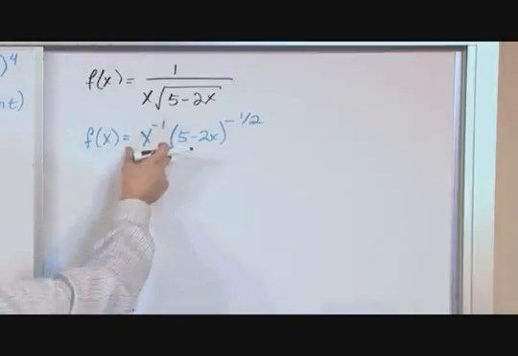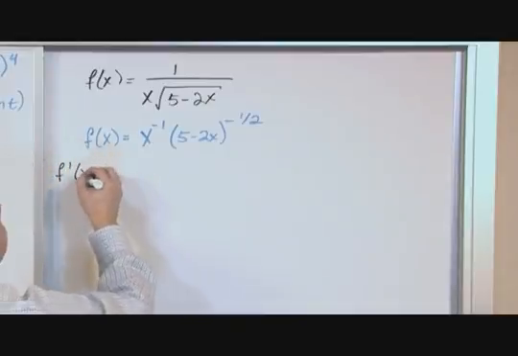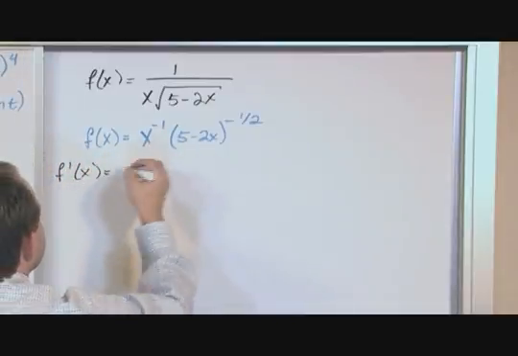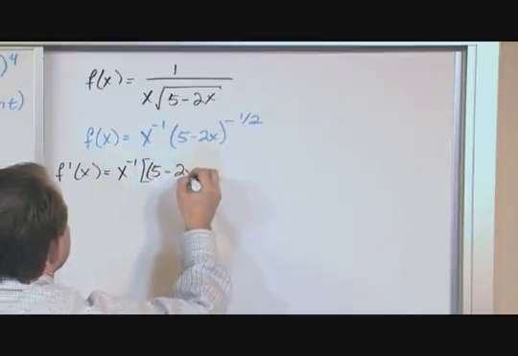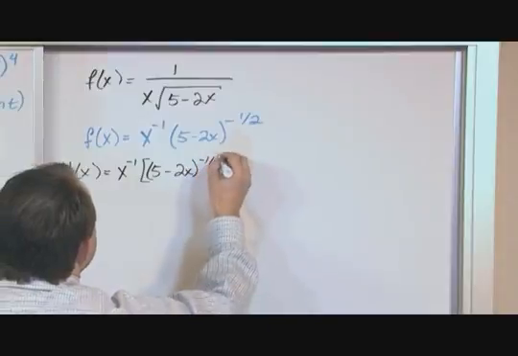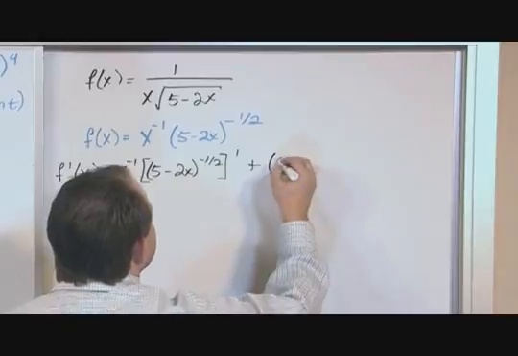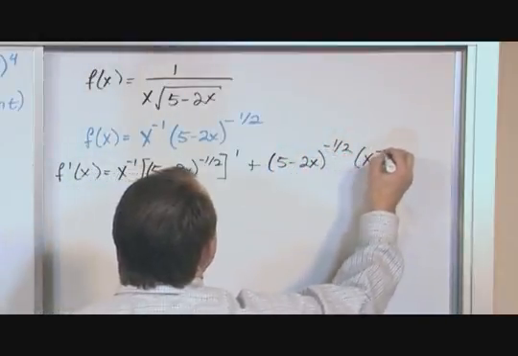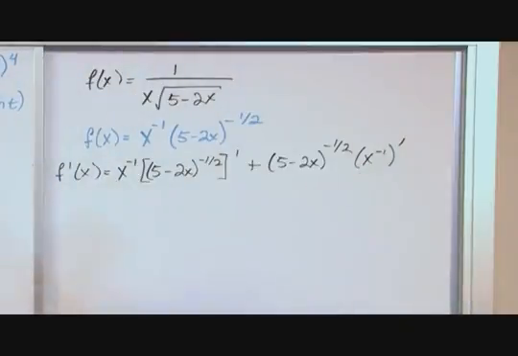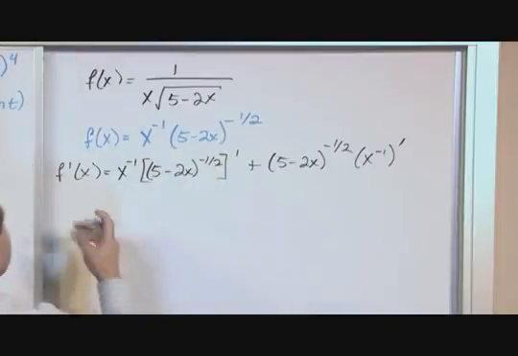So product rule, this times this, right? So what are we going to have? f prime of x. First times the derivative of the second, 5 minus 2x to the negative 1/2, plus the second times the derivative of the first. I haven't taken any derivatives yet on purpose because this derivative is going to be a chain rule. I have an exponent, but I also have something in the middle. So let's deal with this guy.